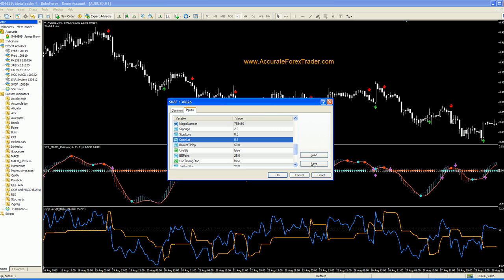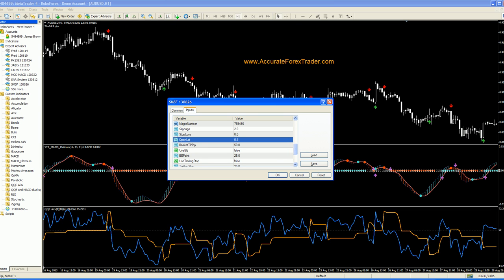Open lot, that's just each trade will open with 0.1. There's no money management built into this EA, you've got to do that yourself. Now this is where it gets a bit tricky. Basket take profit, in pips: 50 pips. Now 50 pips on 0.1 of a lot, each pip is worth $1, so that's basically $50.